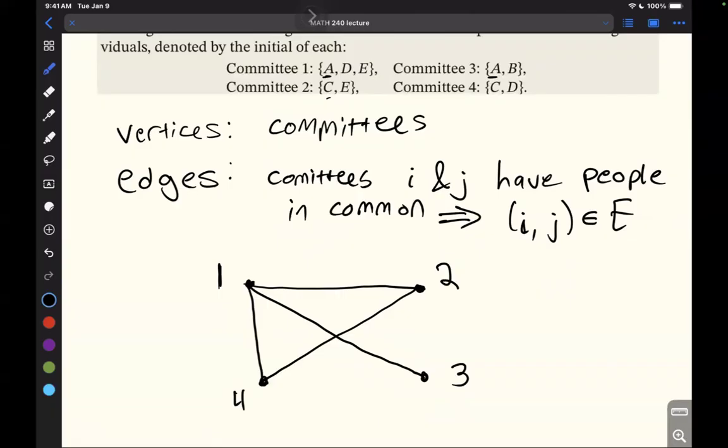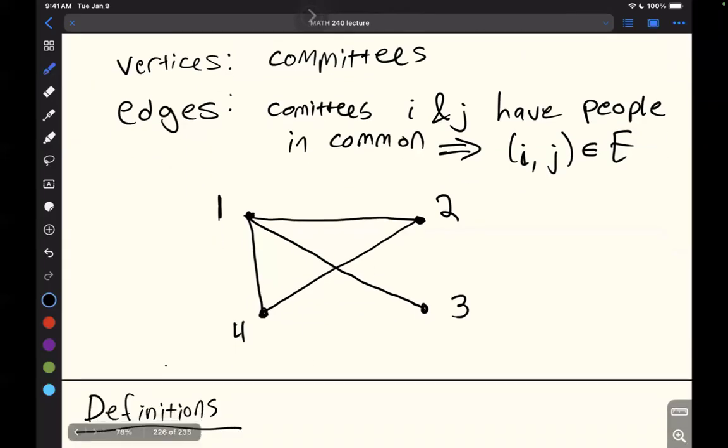Okay, so we've got our graph. Have we solved the problem? Not really. We've got a nice representation of how our committees look, but we don't have what our schedule of meetings is. So we need that. Here's where vertex coloring comes in. I'm going to go through and color each vertex, and I'm going to do so in a way that no 2 adjacent vertices get the same color.